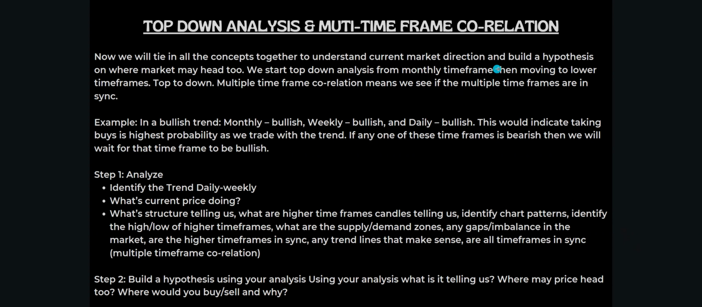So when you're doing your top-down analysis from your monthly time frame and trickling down to the lower time frames, you're going to be seeing what the trend is on each and every single time frame, right? And if they are in sync, there is a correlation between all of them. They're all bullish or they're all bearish. That means taking longs or short positions would be the most in favor, the highest probable, right? An example, in a bullish trend, if you have your monthly bullish, your weekly bullish, and your daily bullish, this would indicate taking buys would be the highest probability as we trade with the trend.